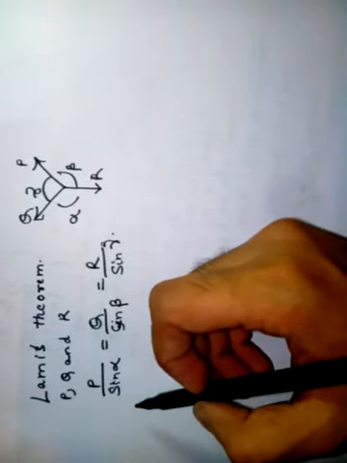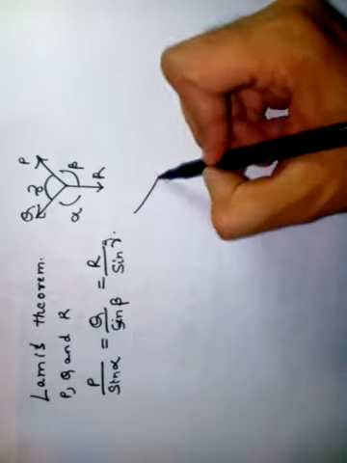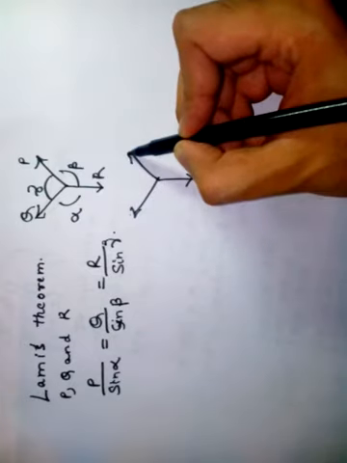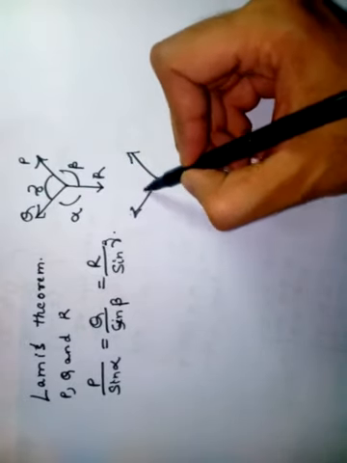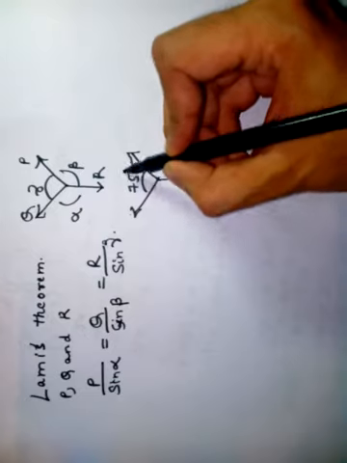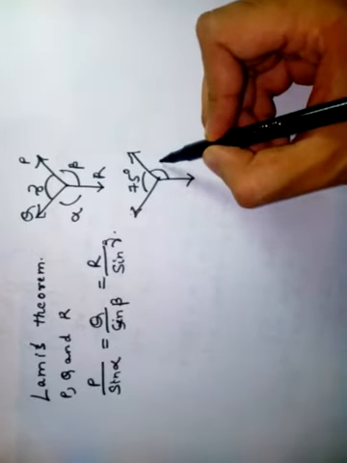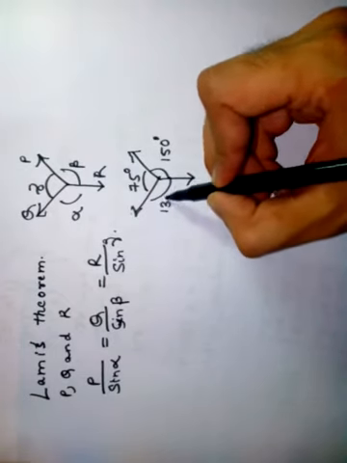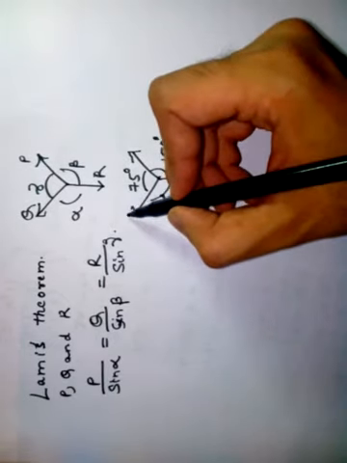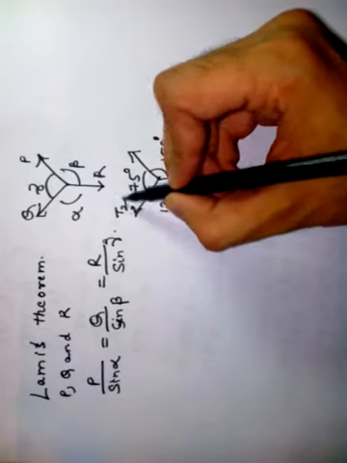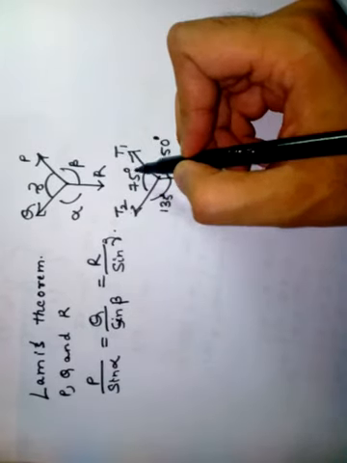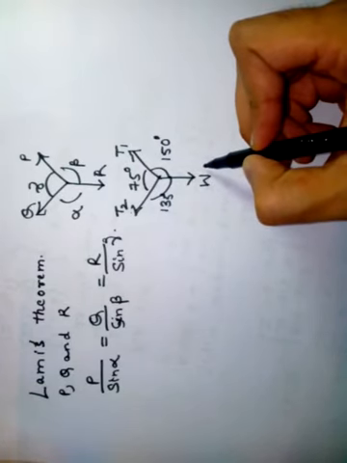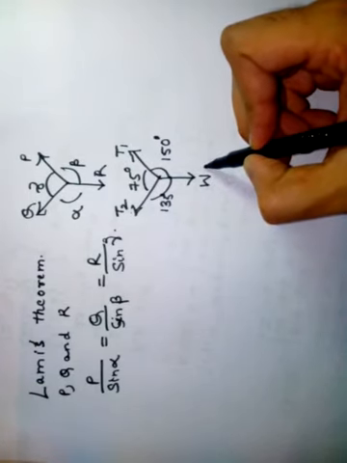So let's solve a problem. Let's say there is a problem like this. Let's say the question, they have given you the angles as 75 degree, 150 degree, and 135 degree, and let's say these are tensions T1 and T2, and we are supposed to find those tensions T1 and T2.